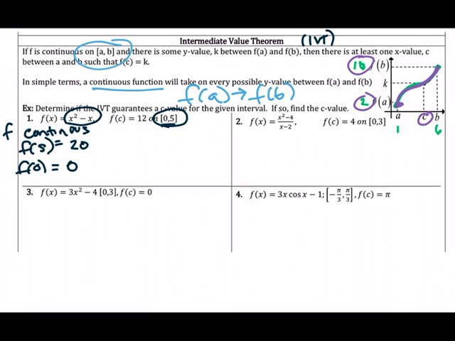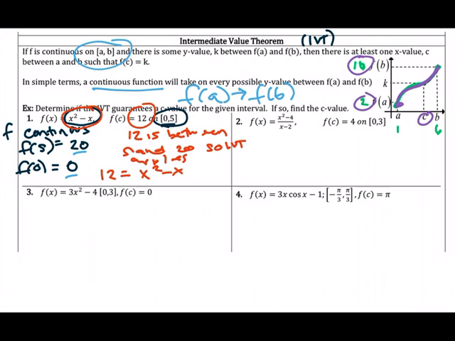What that means is between x equals 0 and x equals 5, every single number between 0 and 20 is going to get hit on the y value because I'm going from 0 to 20. 12 is in between 0 and 20, which means that IVT is going to apply. So I'm going to say 12 is between 0 and 20, so IVT applies. Now to find that particular c value, you're just going to say 12 equals your function, x squared minus x.